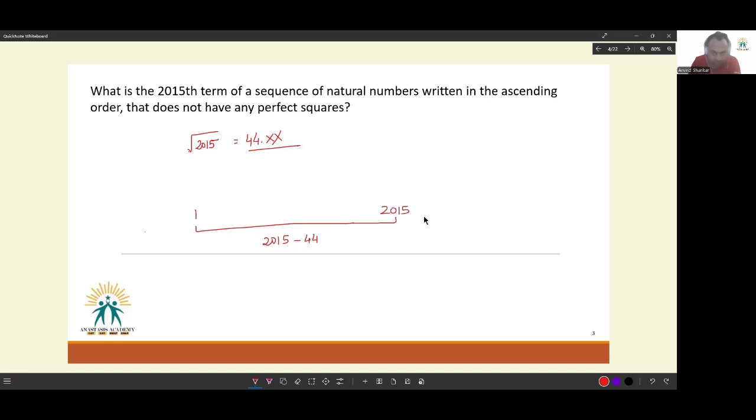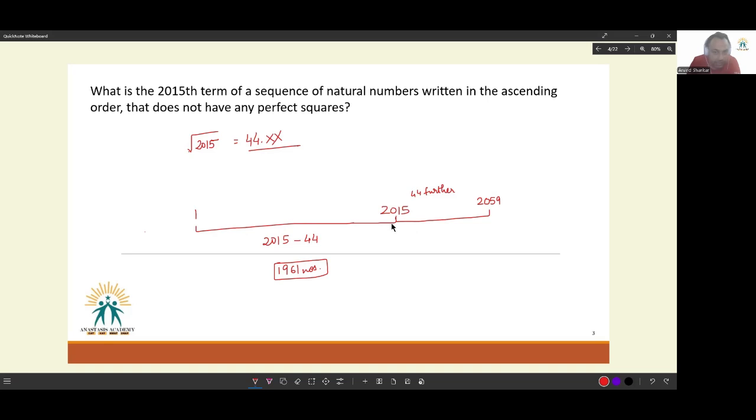Therefore, from 1 to 2015, how many numbers are there? 2015 minus 44 is 1971. So far, I have 1971 numbers. But I don't need 1971 numbers, I need 44 more numbers. So let me go 44 further. If I go 44 further from 2015, I will get to 2059.